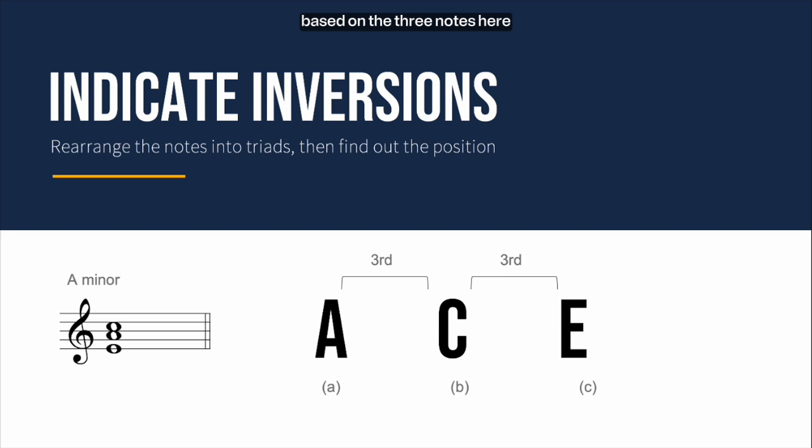Based on the 3 notes here, if the bass is A, it is in the root position. If the bass is C, the chord is in the first inversion. If the bass is an E, the chord is in its second inversion. So which note is at the bass? The answer is E. Therefore, we say that this is a chord 1C.